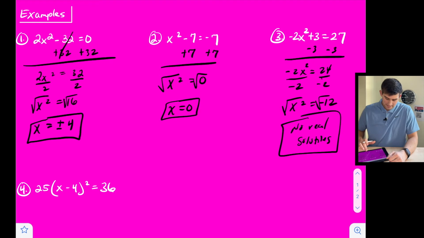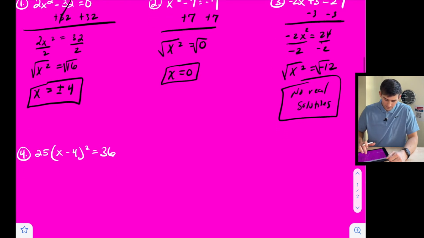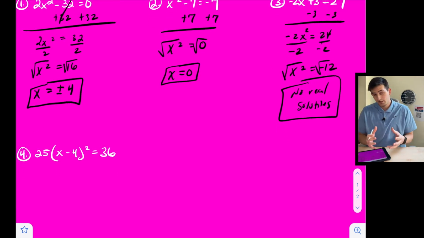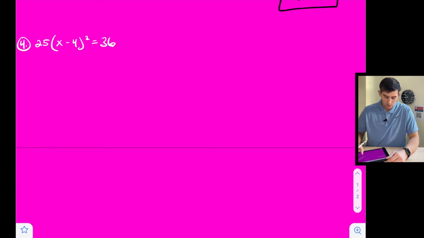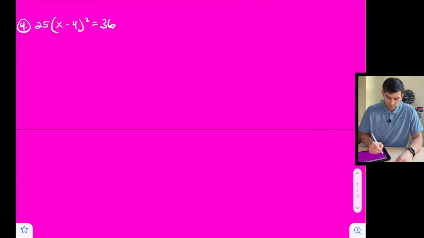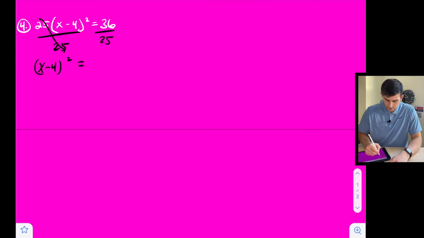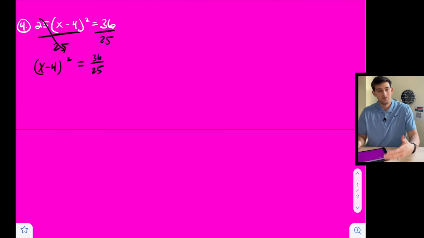All right, the last example we're going to look at says 25 times a quantity of x minus 4 squared equals 36. So we can go about this the same way. Let's go ahead and divide both sides by 25. And that's going to cancel this 25. So now we have x minus 4 quantity squared equals. Now let's just leave this as 36 over 25 because both those numbers are perfect squares.